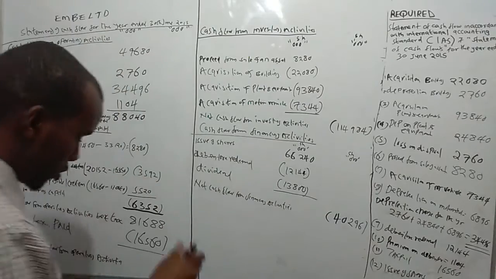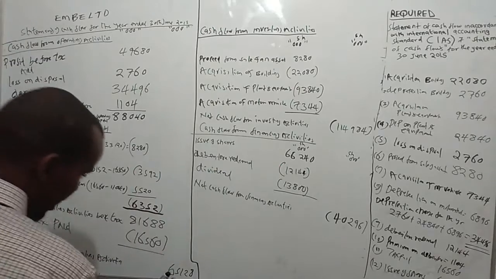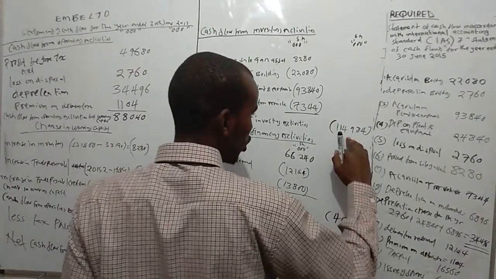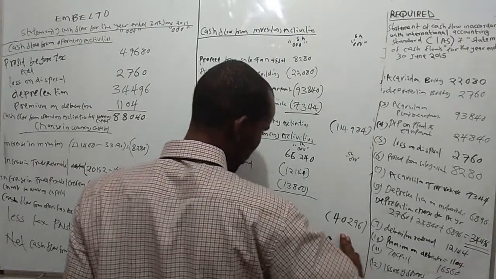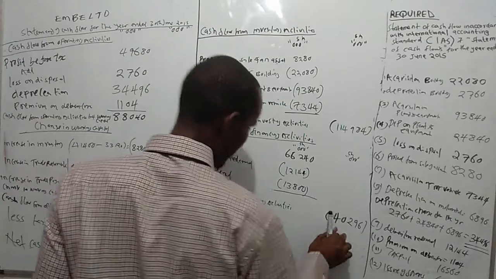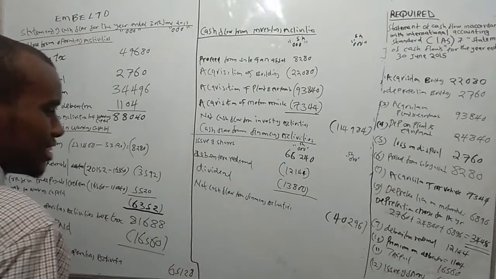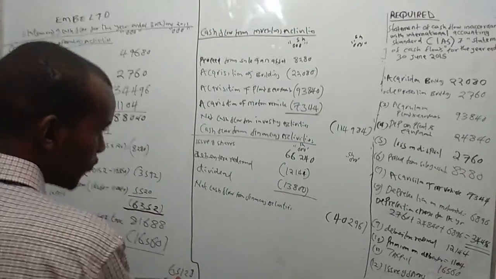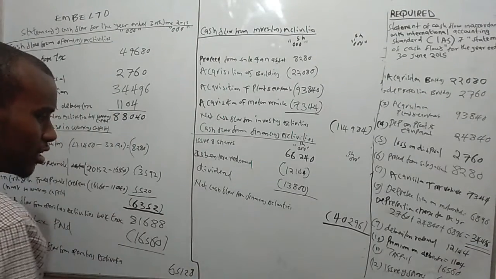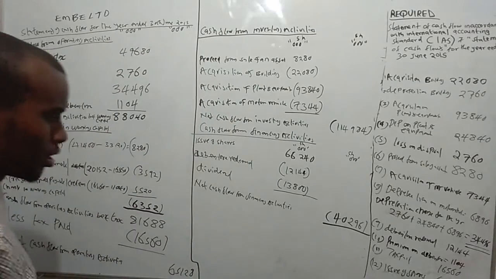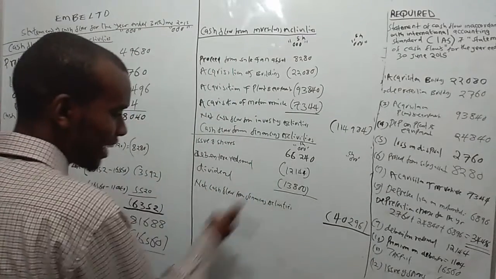Now we have calculated the net cash flow from the operating activities. We also have the net cash flow from the investing activities, and the net cash flow from the financing activities. Therefore, now we get the net changes for the year. It is either an increase or a decrease. If the figure we are going to get here is positive, it will be a net increase for the year. But if the figure is negative, it will be a net decrease in cash and cash equivalent.